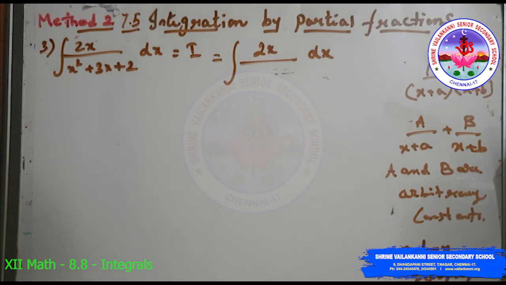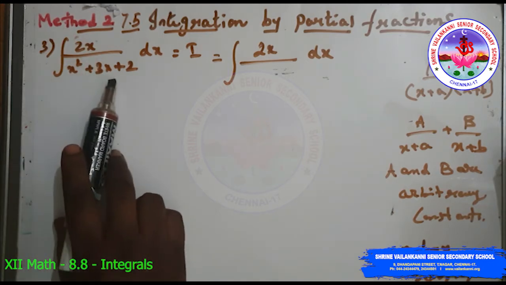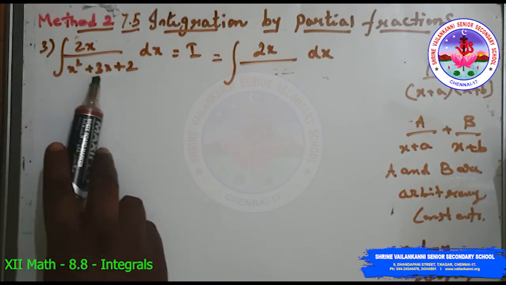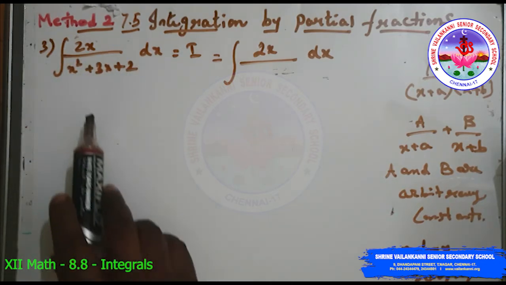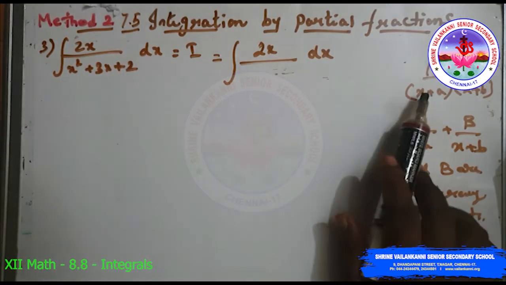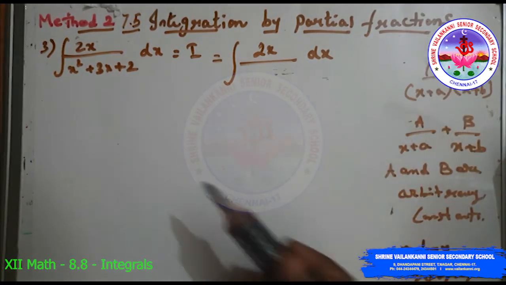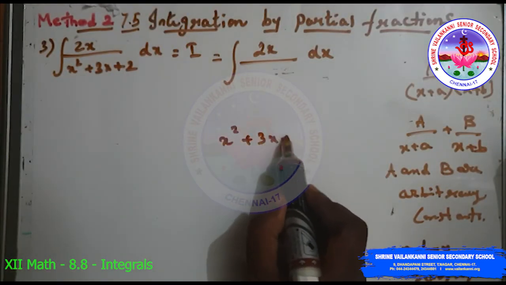Fifth question, 2x by x square plus 3x plus 2. Let I equal to the integral of 2x by x square plus 3x plus 2 dx. This is in the form of a rational function like px plus q by (x plus a) into (x plus b). We have to factorize x square plus 3x plus 2.